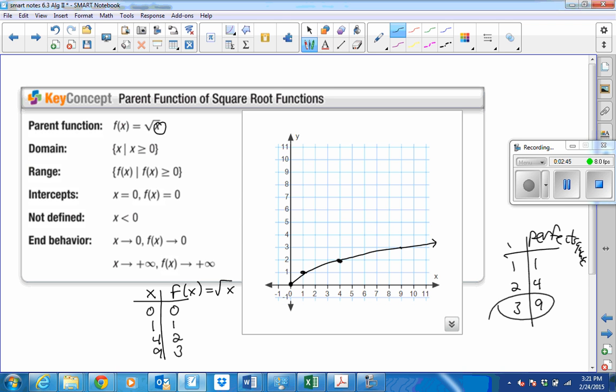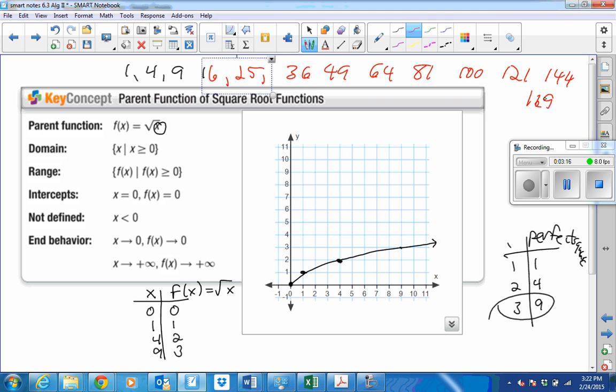Now it's good for you to memorize the perfect squares at least through 169. So they go 1, 4, 9, 16, 25, 36, 49, 64, 81, 100, 121, 144, and 169. These should all be perfect squares that you recognize immediately as being a perfect square.